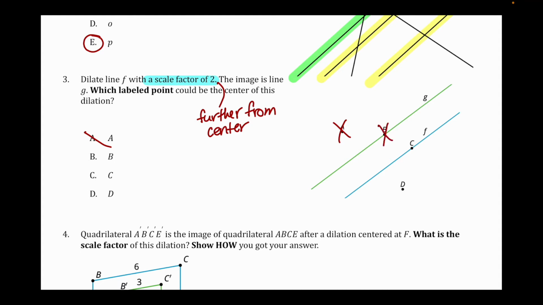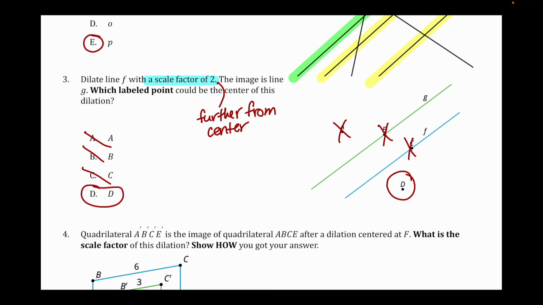So we're not going to use B either. And point C is on line F. So if we dilate a line by a point that's on the line, it's going to be the same line instead of moving off of that point. So we're not going to use C either. It has to be D as our answer.